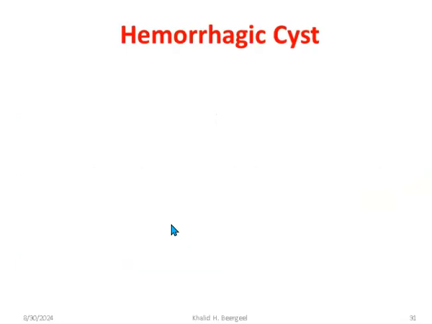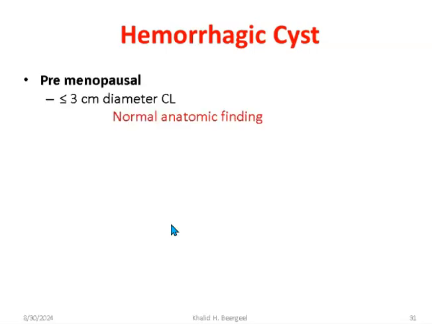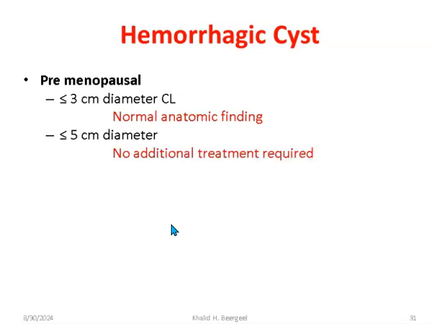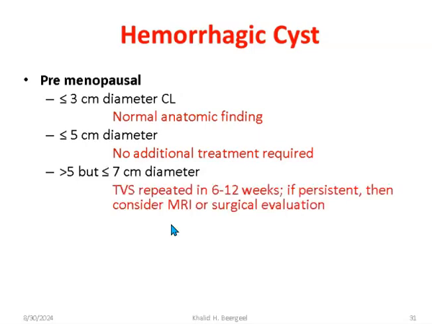The further treatment of the other cysts depends on the type of the cyst. For example, if it's a hemorrhagic cyst in premenopausal age, less than 3, no need for anything because it's a normal anatomic finding. If it's less than 5, no additional treatment. 5 to 7, you need to repeat the ultrasound 6 to 12 weeks later. If it persists, then you will do MRI and surgical evaluation.